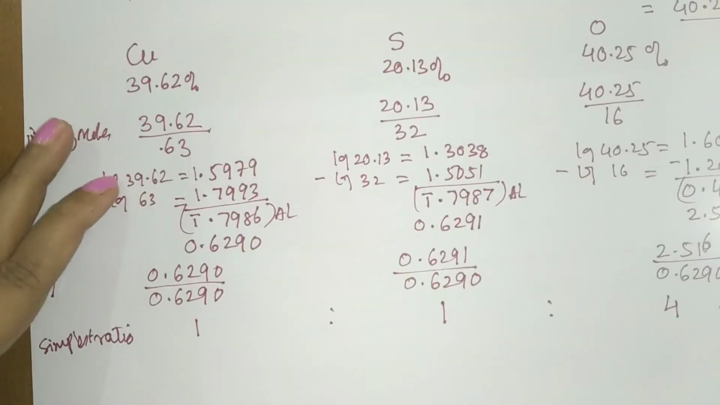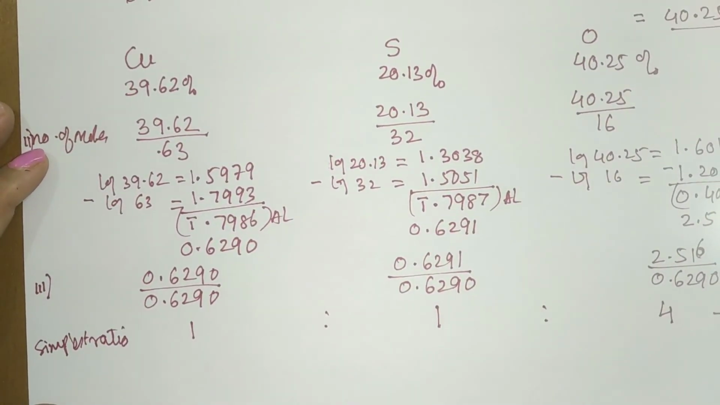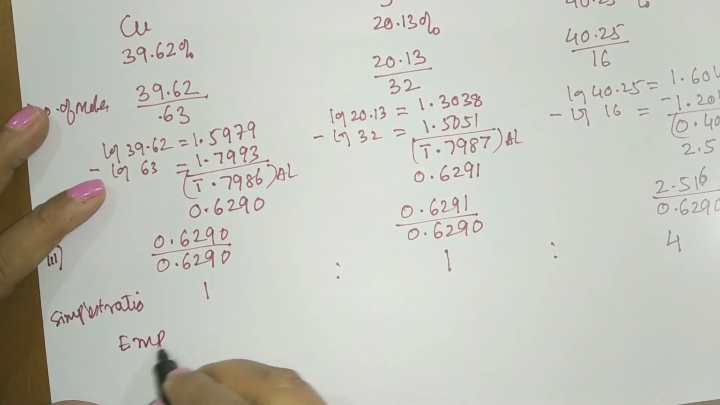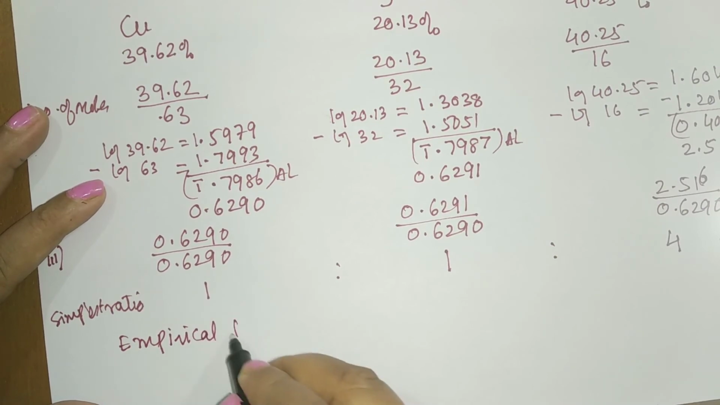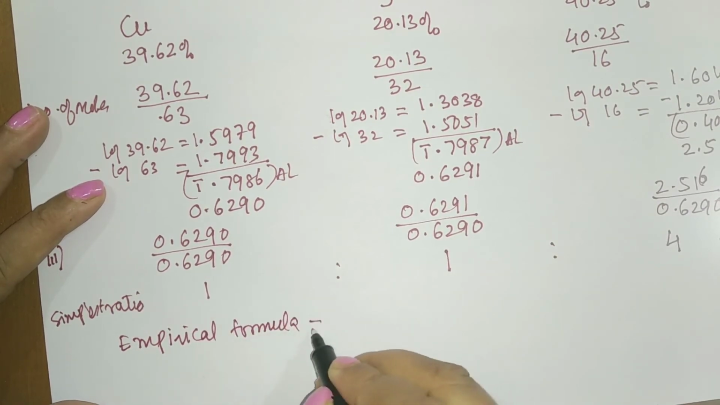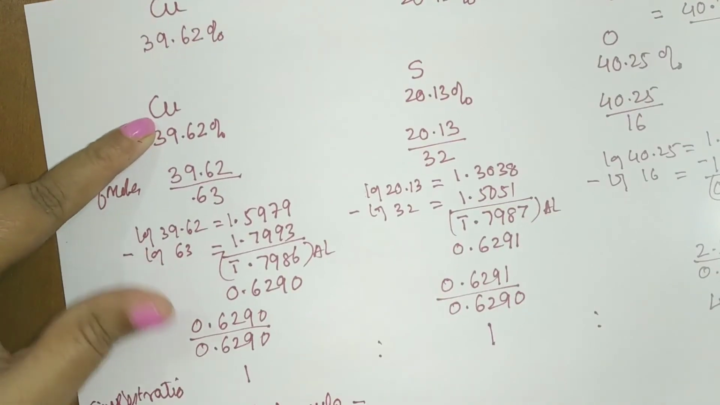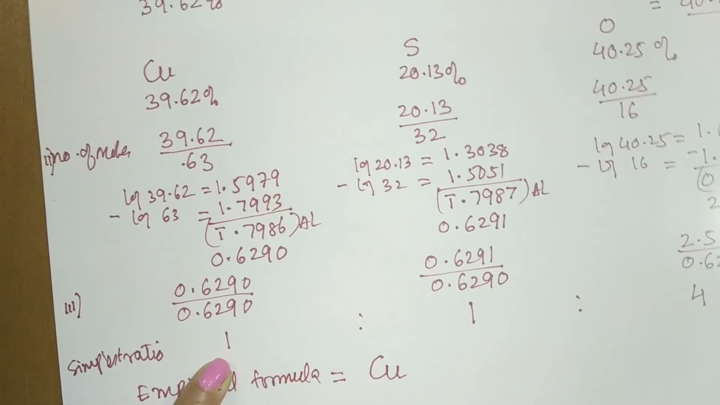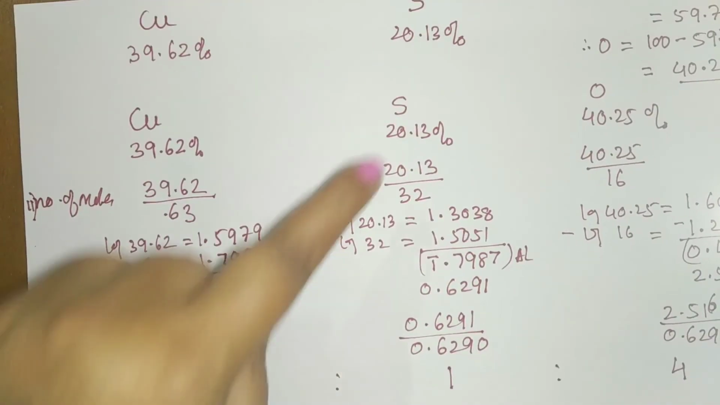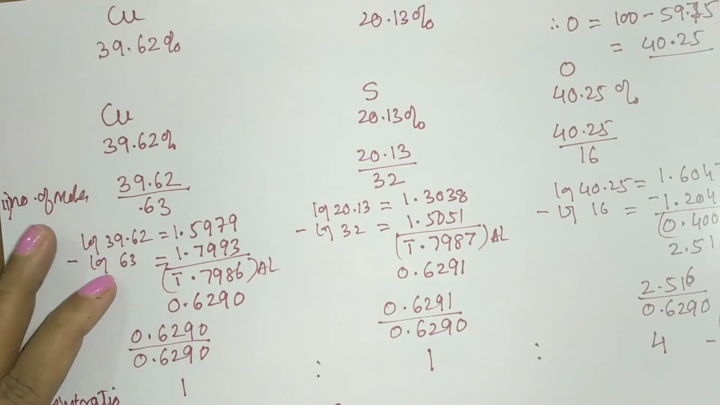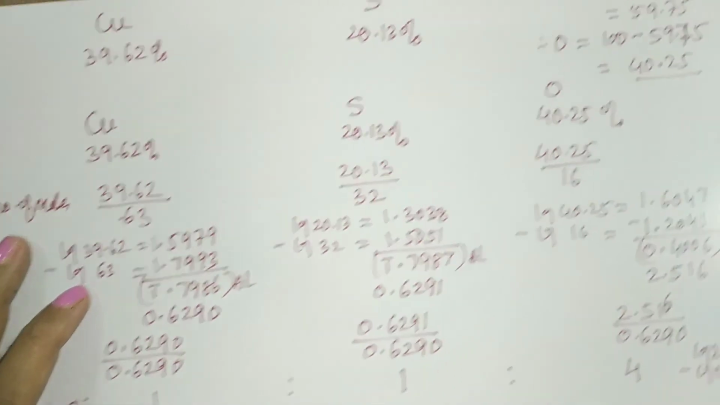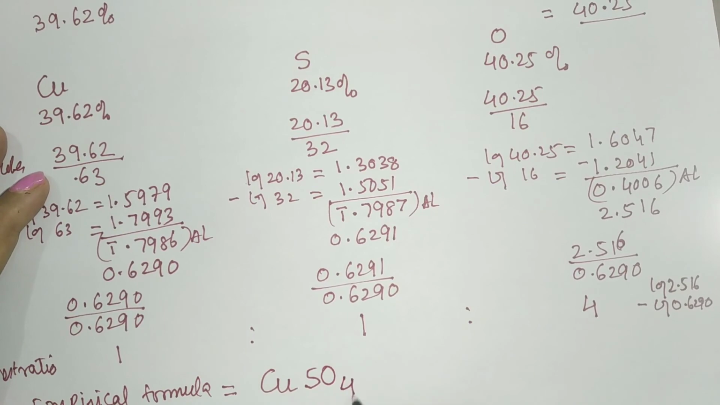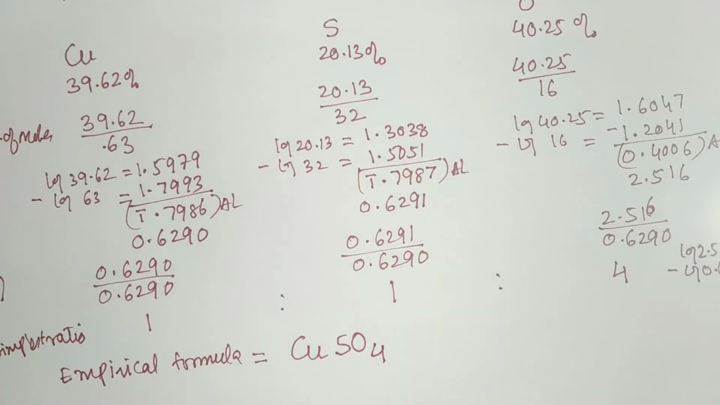So what is the formula now, student? Based on this, now I can give the empirical formula. So empirical formula is equal to, the first element is copper. It is 1. We usually avoid writing 1. So I will simply put it as Cu. Next element is sulfur. This is also 1. So I will write it as S. Next is oxygen and which is 4. So I will write this as O4. So this is CuSO4.